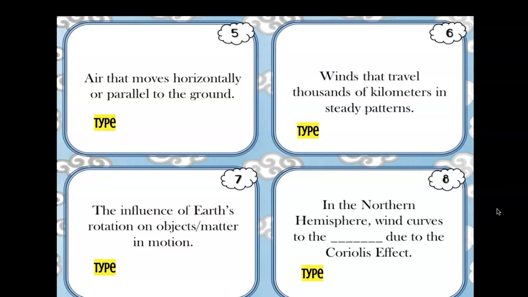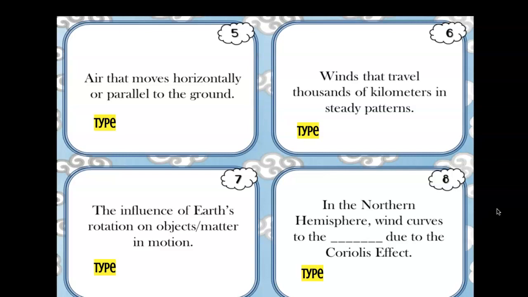Number 6, winds that travel thousands of kilometers in steady patterns. So these are winds that cover very large areas if it's traveling thousands of kilometers. These are your global winds. So remember the word global means large, it affects huge areas. So the wind belts that travel thousands of kilometers in steady patterns will be your global winds. Remember that your local winds occur over a small area or a localized area, right? So these are just breezes or wind that affects smaller areas. Global winds are your winds that travel thousands of kilometers.